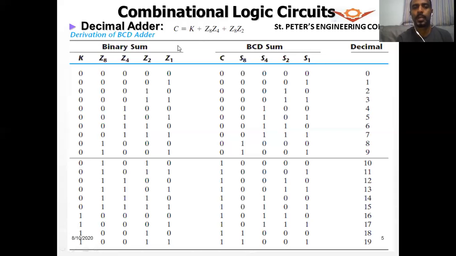That is the overall carry when we are doing addition of 2 BCD numbers. Suppose we are adding 9 plus 9. When we add, we get the answer as 18. 18 means the carry will be 1 and the sum bits will be 8. So this is what we are trying to say. Therefore, we can use the same adder circuit for performing addition.